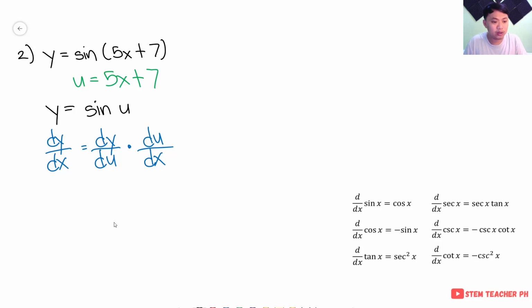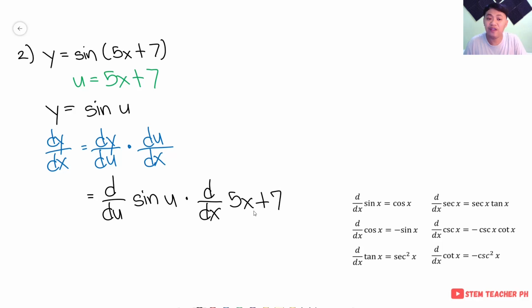So, this is equal to derivative ng y. Ang y na natin is already sine of u. So, derivative with respect to u of sine of u, and then imumultiply siya sa derivative with respect to x naman nung nilet natin na u, that is 5x plus 7. So, derivative with respect to x of 5x plus 7.